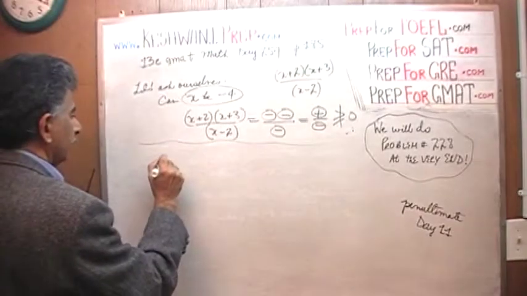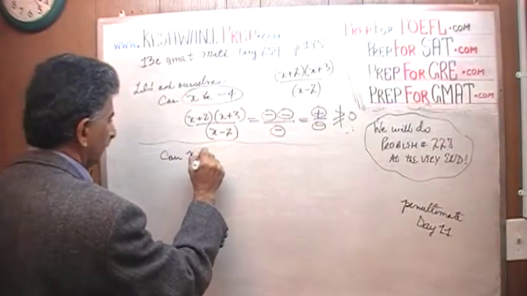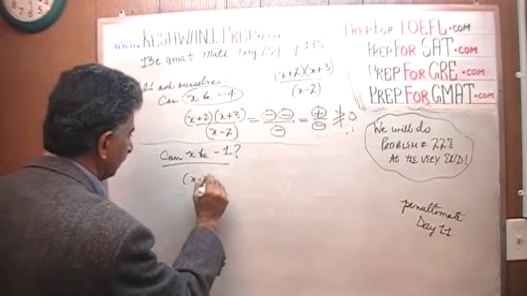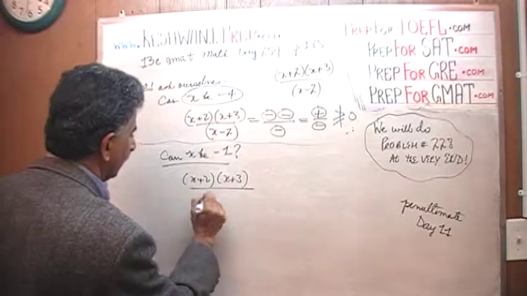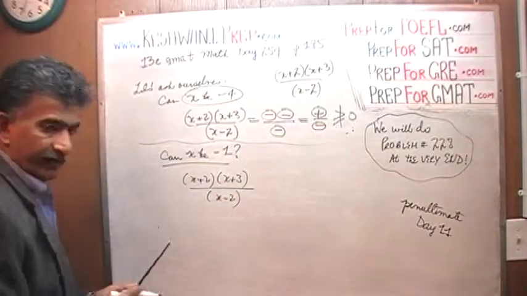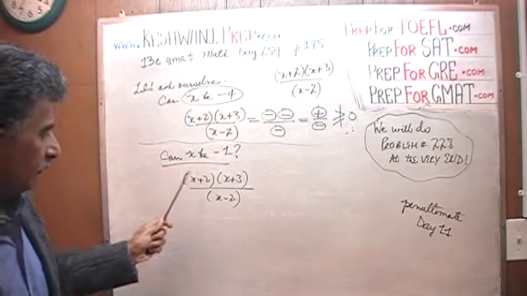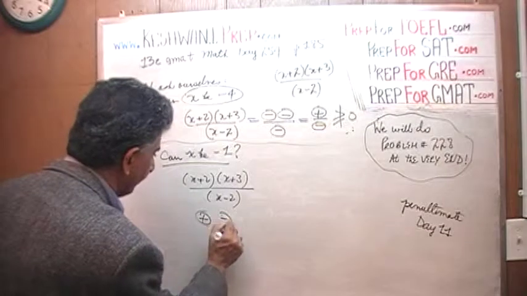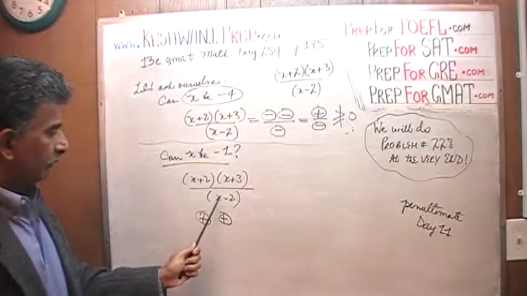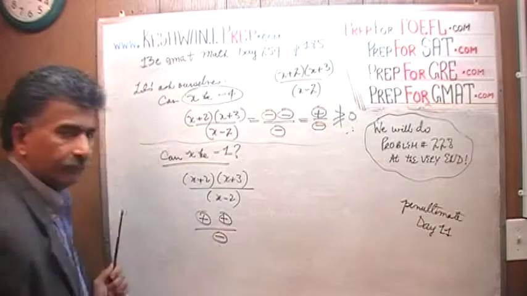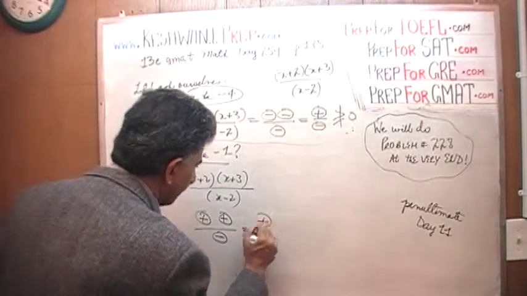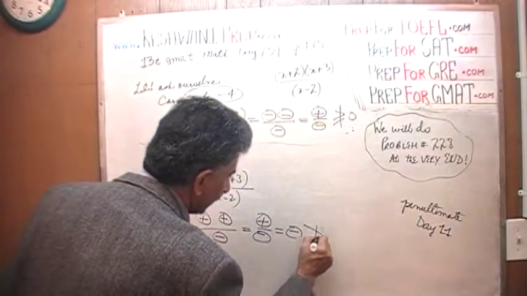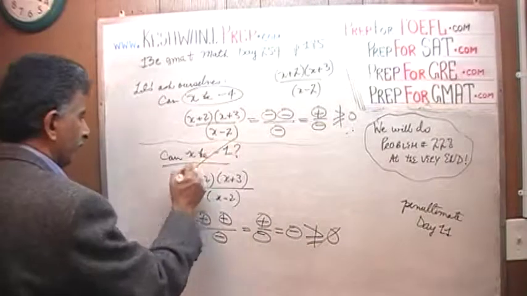Let's look at negative 1. Can x be negative 1? Again, (x plus 2)(x plus 3) over (x minus 2). If x is negative 1, negative 1 and a positive 2 is positive. Negative 1 and a positive 3 is positive. But in the bottom we have negative 1 and a negative 2, which will give us negative. So on the top we have some positive number, on the bottom we have some negative number. The whole thing is negative, which is not greater than or equal to 0. X cannot be negative 1.